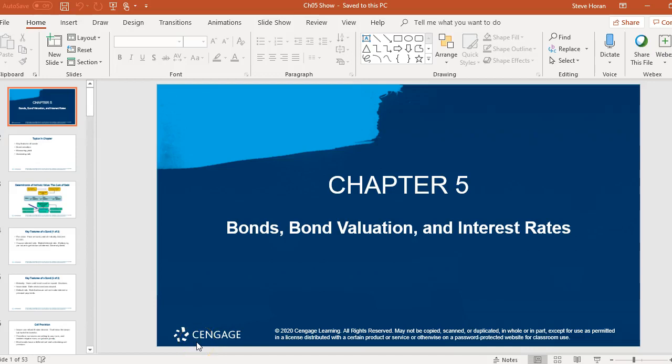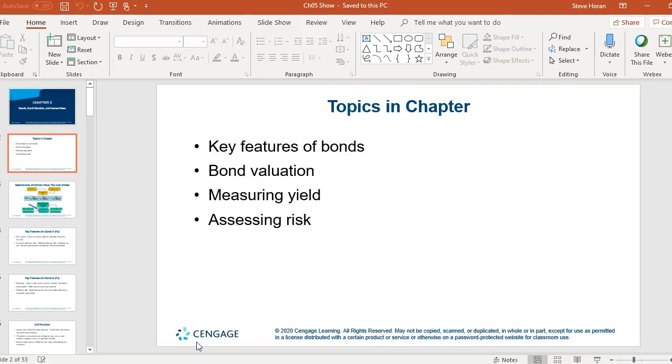Let's talk about Chapter 5. Chapter 5 deals with bonds, bond valuation, interest rates. And we're doing this chapter right after the time value of money chapter on purpose. And you'll see why as we go through some of the slides here.